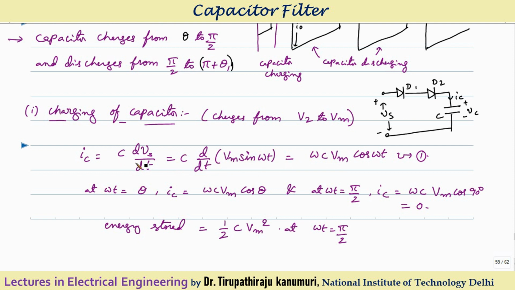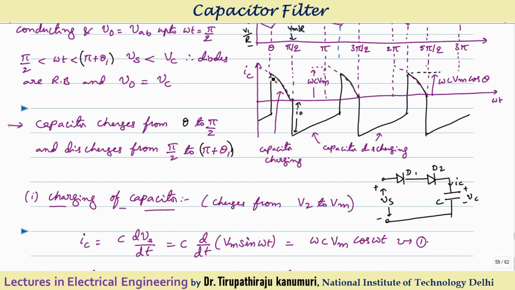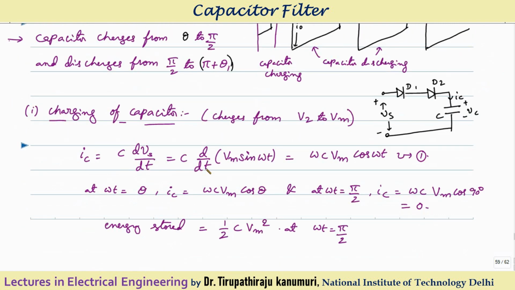Now what will be the value of IC? At omega t equal to theta, because it will start charging, IC will be equal to omega C V maximum into cos theta. The same thing I have represented here. At this instant, the magnitude will be equal to omega C V maximum into cos theta, and it is following a cosine wave. That's why I have represented the cosine wave here. Getting it? The cosine wave maximum magnitude is omega C V maximum.